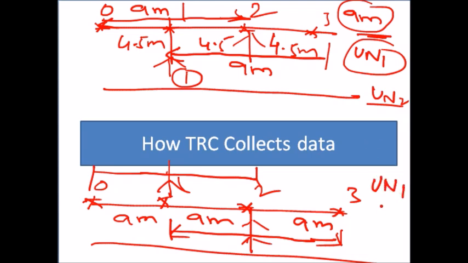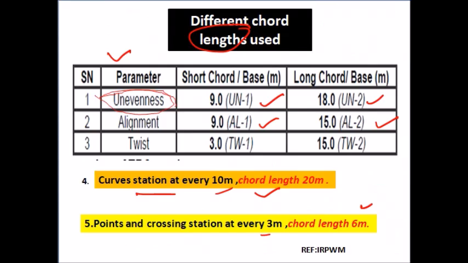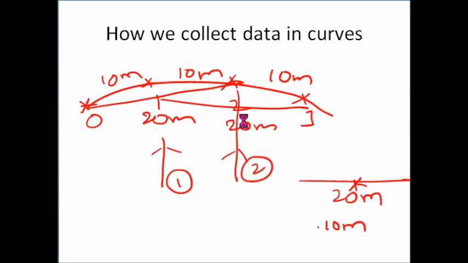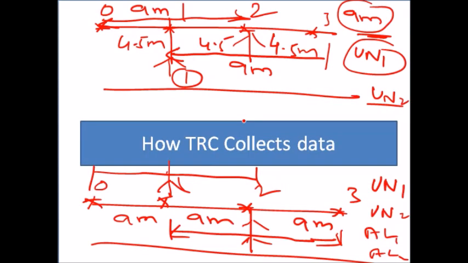Like this you have to measure the data based on these chord lengths: UN1, UN2, AL1, AL2. Based on their chord lengths, 9 meters or 18 meters, 9 meters or 15 meters, you should not measure wherever you want. You should measure the data points at these locations using the short chord and long chord. I hope this is clear.